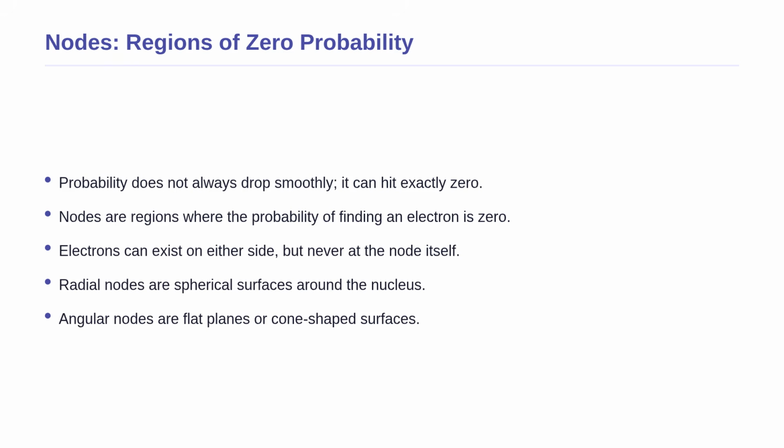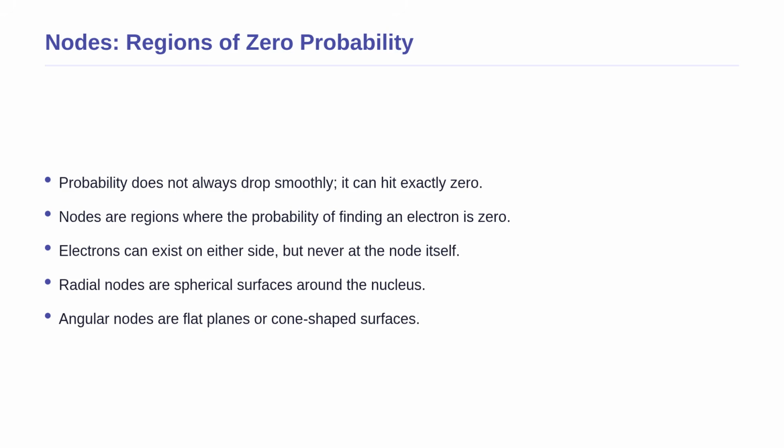Think of a node like a dead zone in your house, where the Wi-Fi signal drops completely to zero, even though there is a strong signal in the rooms on either side of it. An electron can exist on one side of a node and on the other side, but it will never be found exactly at the node itself. This is a direct consequence of the wave-like nature of electrons.